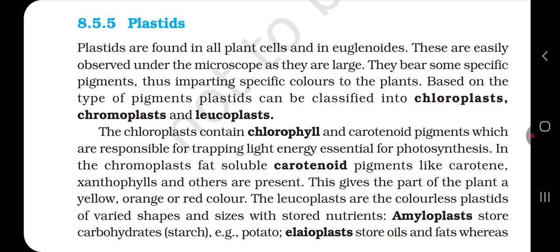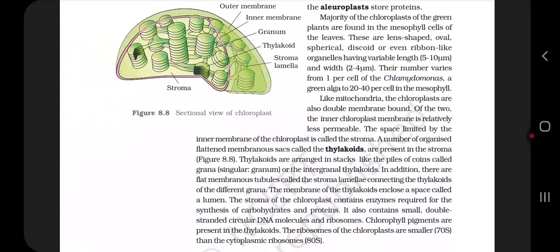The leucoplasts are the colorless plastids of varied shapes and sizes with stored nutrients. Amyloplasts store carbohydrates, meaning starch, for example in potato. Elaioplasts store oils and fats, whereas aleuroplasts store proteins.